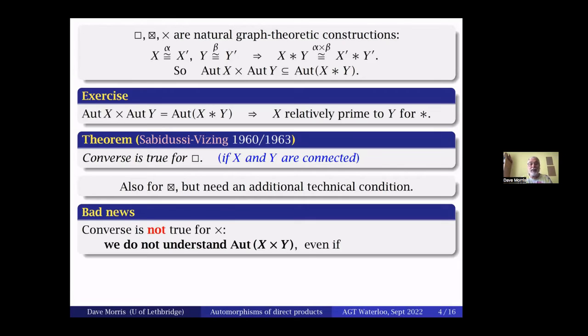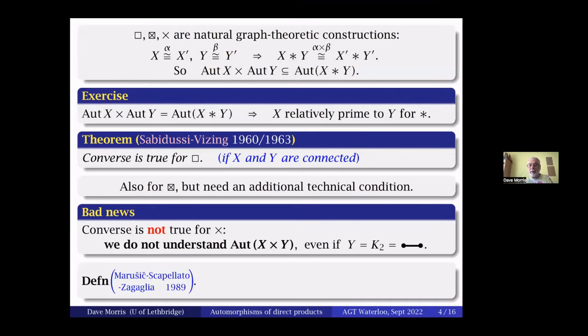So I'm assuming X is connected, assume X is relatively prime to Y, make all the basic assumptions. We just simply do not understand the automorphism group, even in the stupid case where Y is K2. Just take X, cross it with a two vertex graph. We do not know what the automorphism group is. So in fact, this special case K2 is so important it has a name.